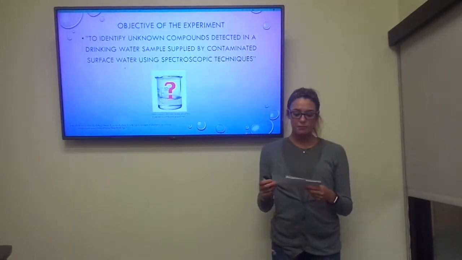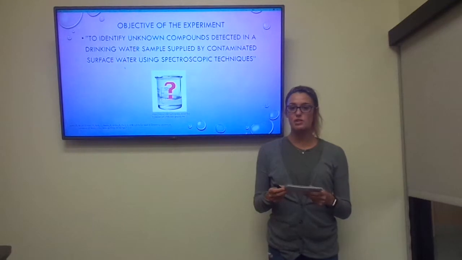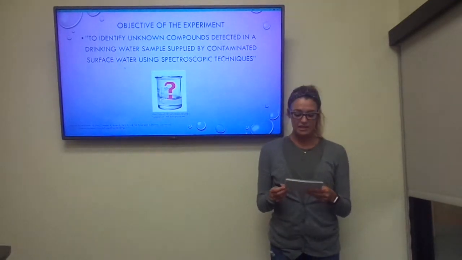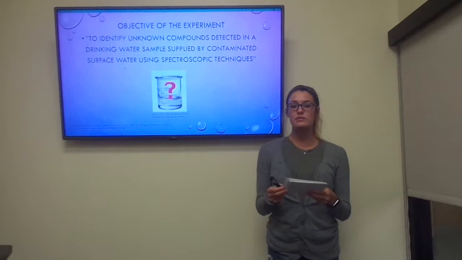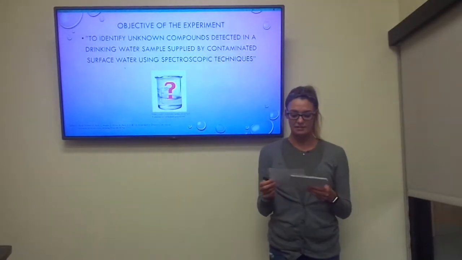So I wanted to start off by going over the objective of the experiment, which I got from the lab manual, stating that the objective of this experiment was to identify unknown compounds detected in a drinking water sample supplied by contaminated surface water using spectroscopic techniques.